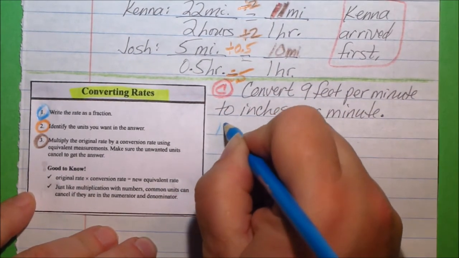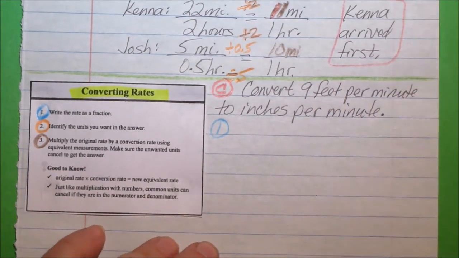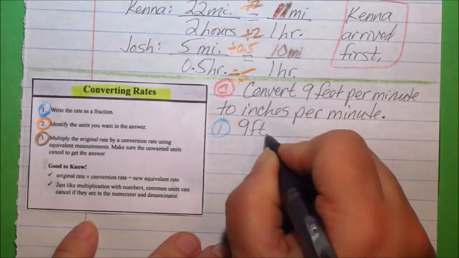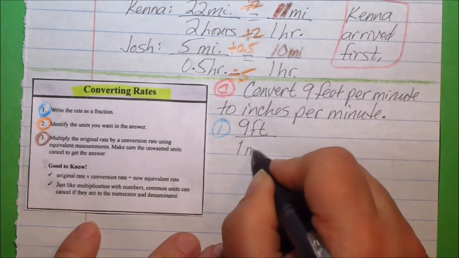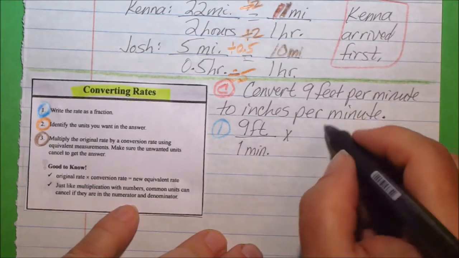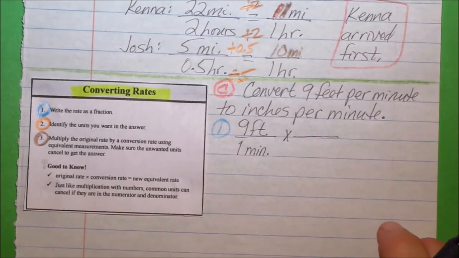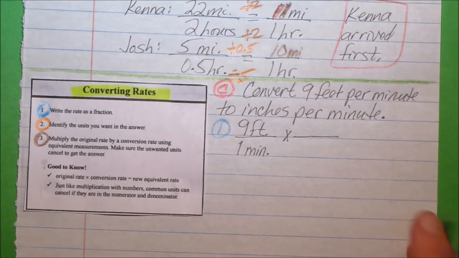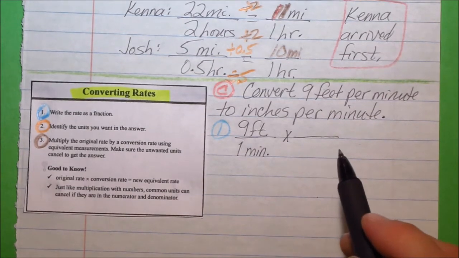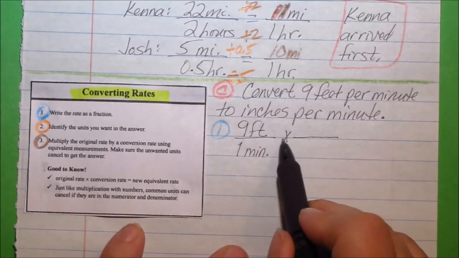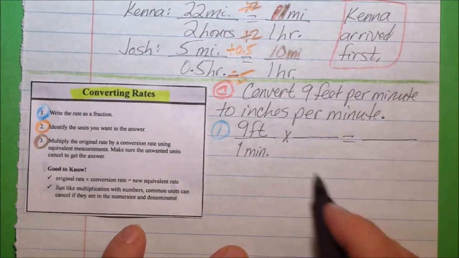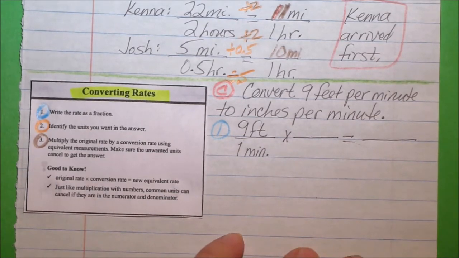Step 1, write out the original rate, the 9 feet per minute, right? Okay, so that is 9 feet per 1 minute, okay? That's your original rate. And then you're going to multiply that by some kind of multiplier that's going to get you to the rate they're asking you for, inches per minute, okay? So we don't know what this multiplier is yet. That's fine. That happens in step 3. But we set up the multiplied by some rate, we don't know yet, which equals the inches per minute that we want.